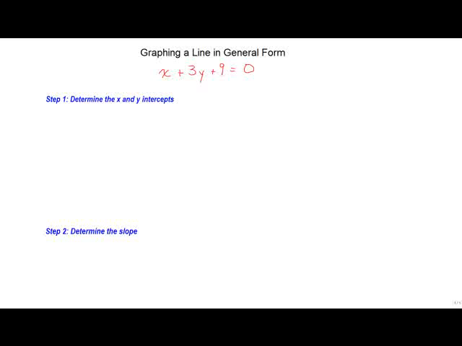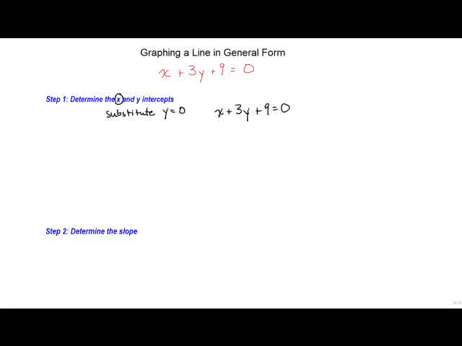So here we're going to graph a line in general form, and we are given this equation in general form, x plus 3y plus 9 equals 0, and we're going to be doing two steps in order to graph this line. The first is going to be to determine the x and y intercept, and then finally the second step we're going to determine the slope.